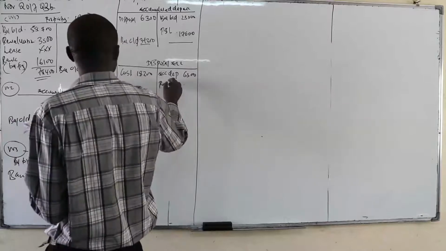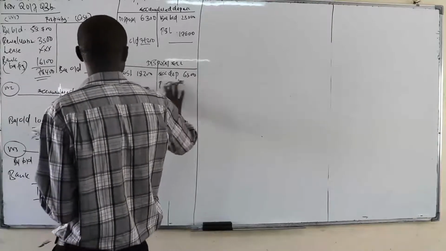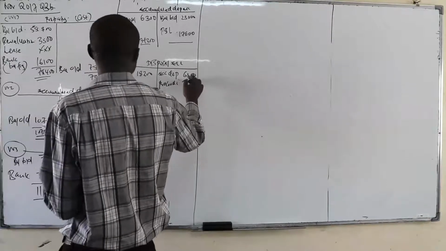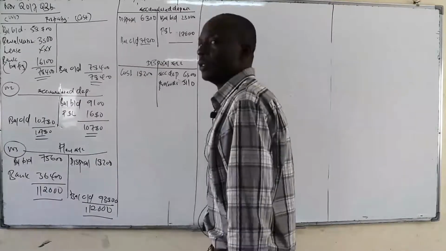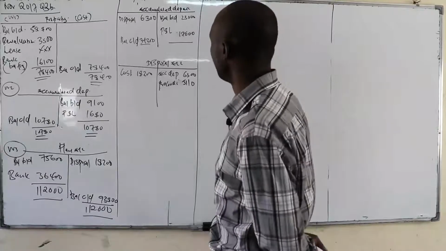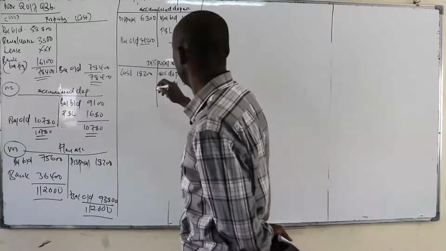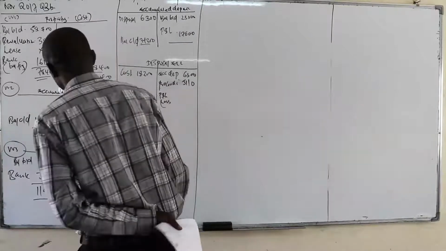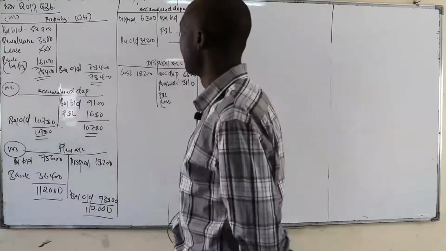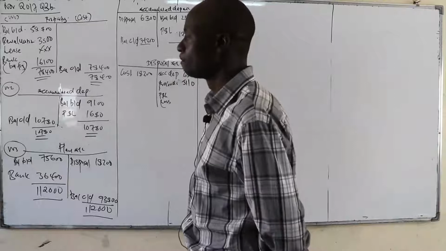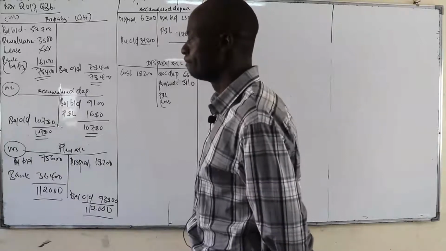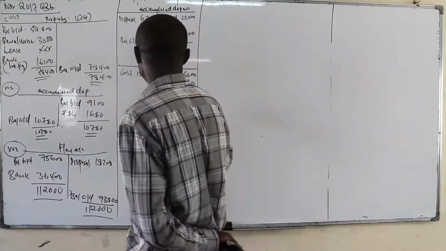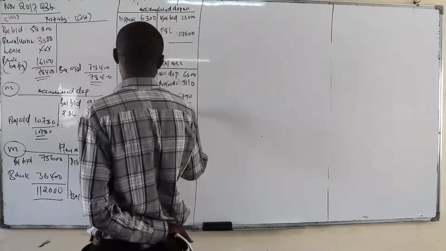And then the proceeds here. Proceeds, how much is it? 51.10. So how much is it? If this side is greater than this, it is a loss on disposal. So this is a loss on disposal. Loss of how much? 67.90. So 18,200.